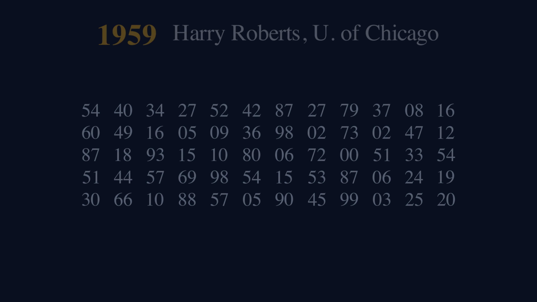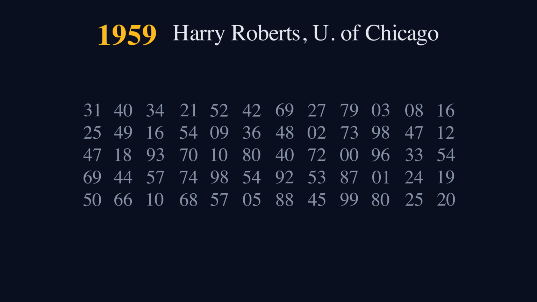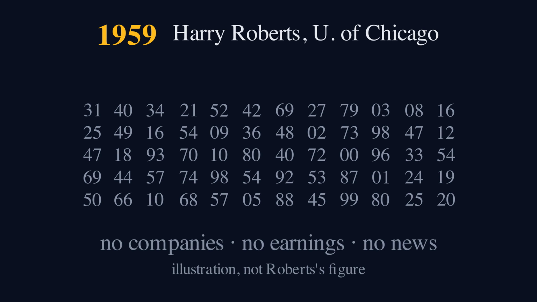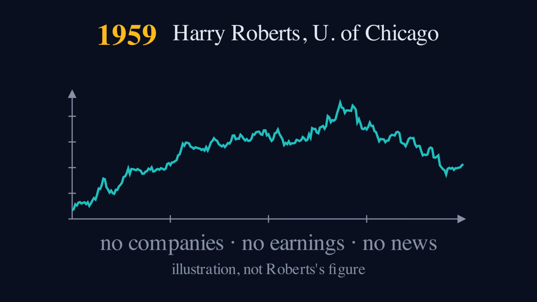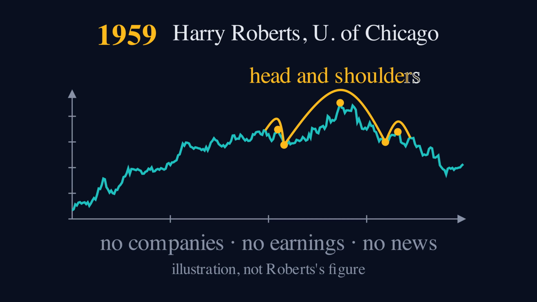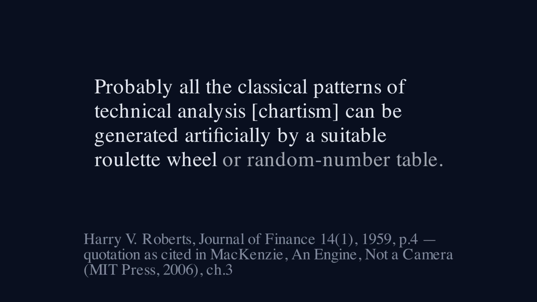Let's start in 1959 with a University of Chicago statistician named Harry Roberts. Roberts built a year of a stock market out of a random number table. No companies, no earnings, no news. His chart contained the most famous shape in technical analysis, a head and shoulders. His words: "Probably all the classical patterns of technical analysis can be generated artificially by a suitable roulette wheel."